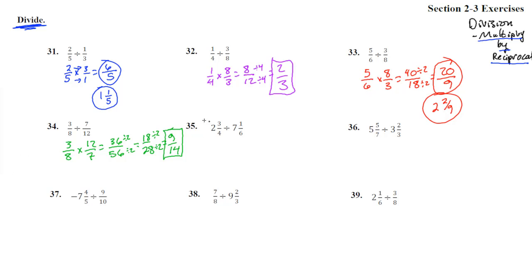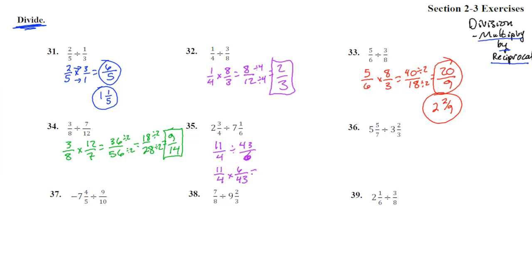Number 35. See, now we've got to turn them into mixed numbers here. So this is really 4 times 2 is 8 plus 3 is 11/4 divided by 6 times 7 is 42 plus 1 is 43/6. Like that. Okay. So that means we're at 11/4 times 6/43.